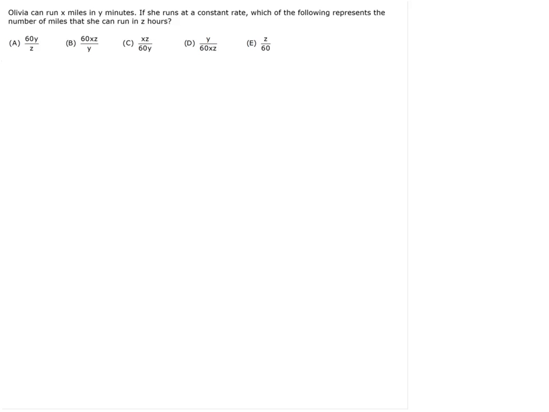So in this problem, we have Olivia. She can run X miles in Y minutes. And if she runs at a constant rate, which of the following represents the number of miles she can run in Z hours? Now, on all GMAT questions, you have to always be cognizant of the units. So many, if not all, quantities in our universe come with units attached to them, right? 20 feet, 16 minutes, 100 yards, 14 cups, 20 ounces, whatever you're using, okay? You can't mathematically work with dissimilar units and expect to get a logical result.